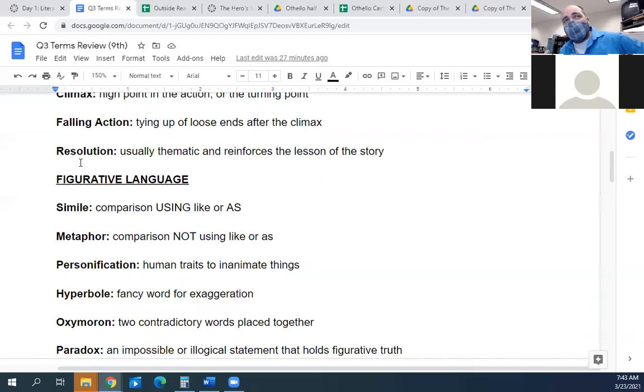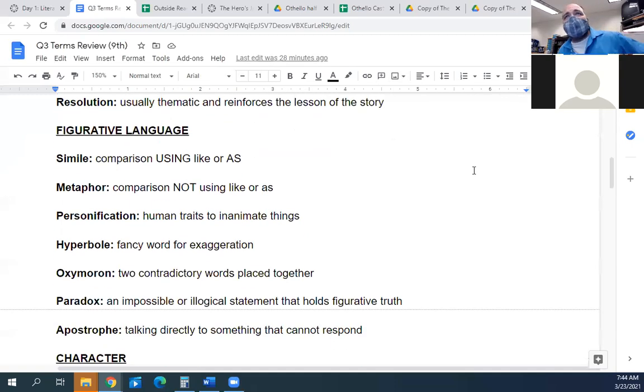And sometimes resolutions are satisfying, and sometimes resolutions are not satisfying. Like shooting Lenny in the head, not satisfying. Napoleon turning into a human and ruling the farm, not satisfying. Heroes' journey stories, though, tend to have satisfying resolutions. We tend to feel good about the hero, as you should note from the work that you did with the TV show.